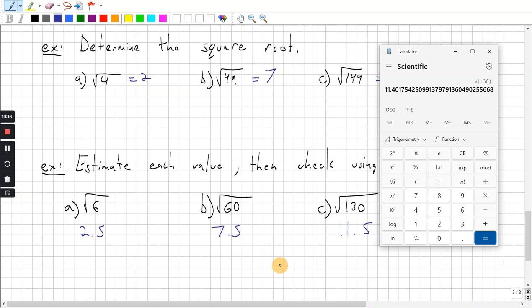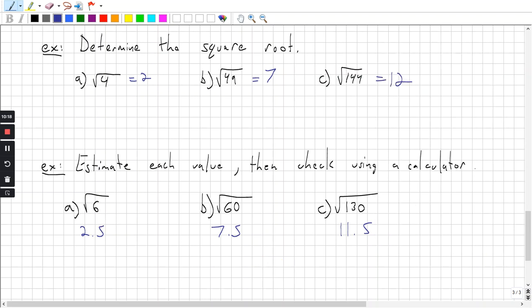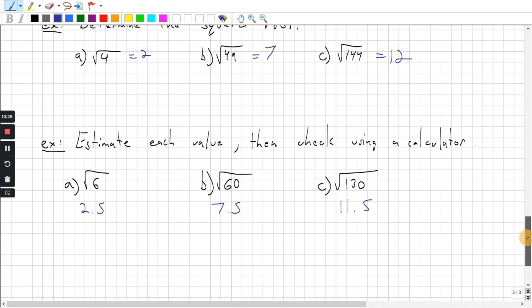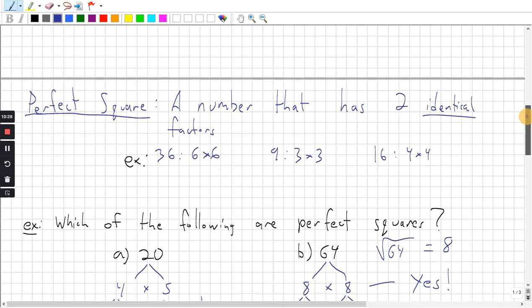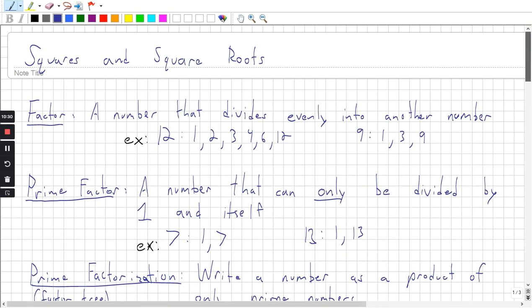So just estimating, kind of seeing where it lies between, right? So which two square roots are on either side, and then guessing, checking to see which ones are close. Hopefully that lesson makes sense. If you have any questions, let me know. Just look it over and make sure you take notes on all this.